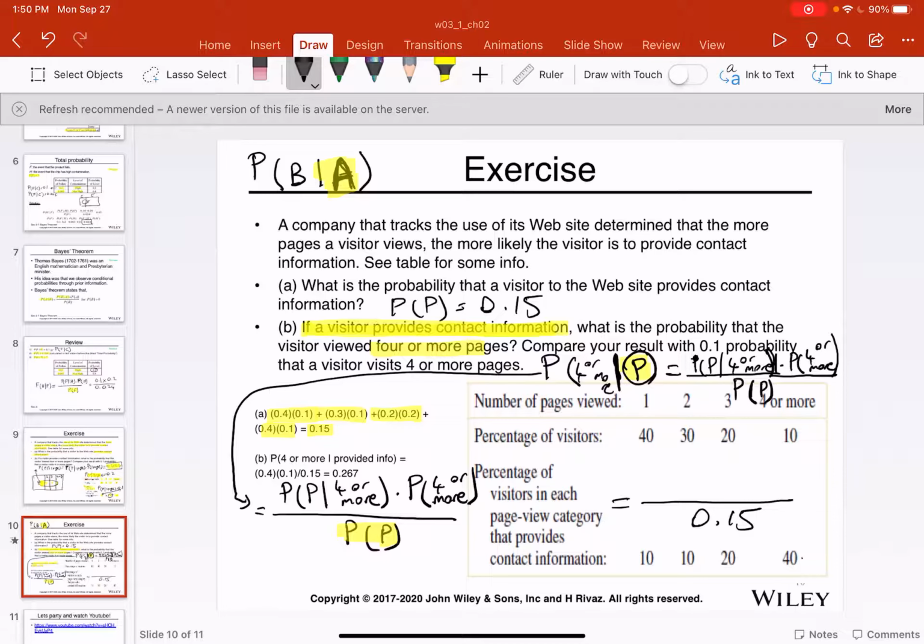That's basically these 40%, right? So this is the probability of providing information given 4 or more. So that's 0.4 times the probability of 4 or more. That's this 10% up here. That's it. That's the answer. So this is equal to 0.267. 267, right? Or the number is also here, 267.